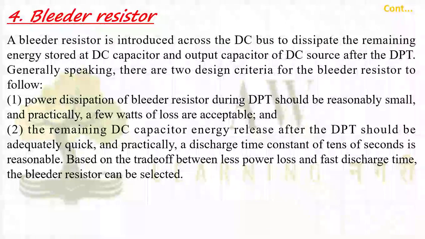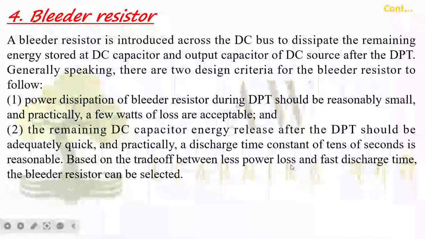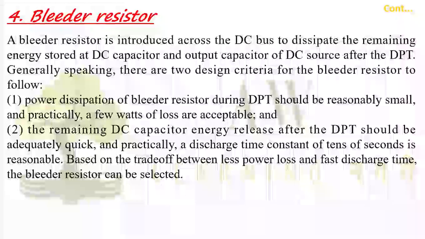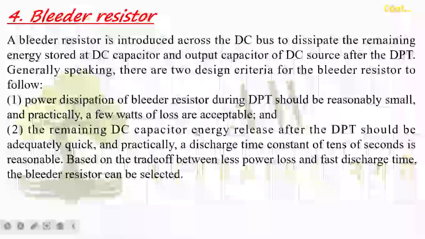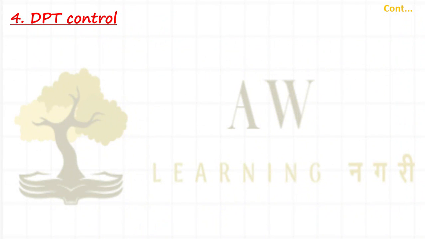So basically we have to maintain the time constant also. Whether we discharge our capacitance with a fast or slow time constant is in our hand, and how much energy loss we can afford is also in our hand. Based on these two parameters we will select our bleeder resistance, and we will see how to take this value in the numerical.